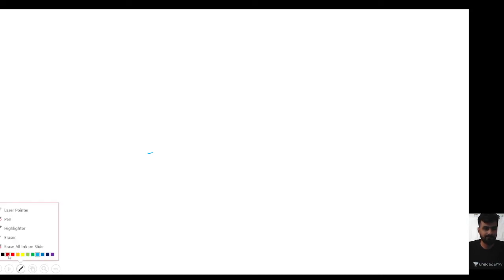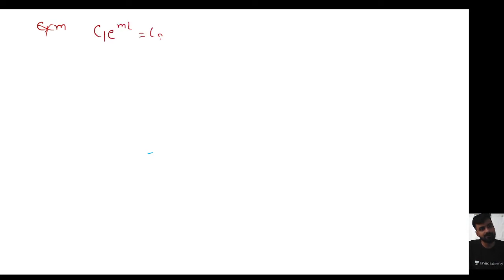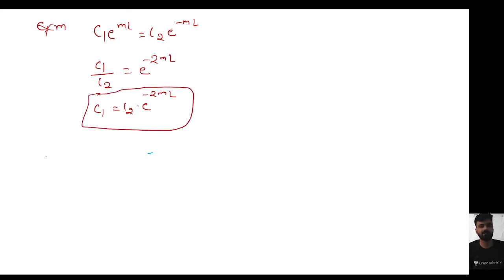Next, my dear friend, what can I do here? From here, C1 e^(mL) is equal to C2 e^(−mL). So C1/C2 is equal to e^(−2mL). So C1 is equal to C2 e^(−2mL). It's just simple mathematics. Already I've told you, you'll need some good knowledge of solving differential equations, and then things will become very easy for you.